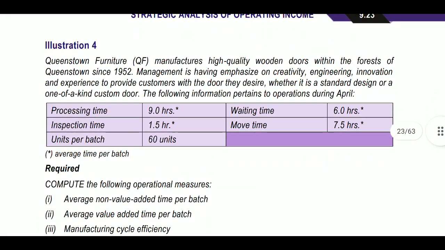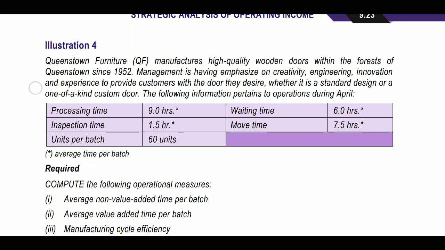Next, illustration number 4. We will see the illustration. What is there in illustration 4? They provided that Kunstone Furniture manufactures high quality wooden doors. He is working in the forest industry since 1952. Management has emphasis on creativity, engineering, innovation, and experience to provide customers with the door they desire, whether it is a standard design or a custom design. The following information pertains to operations during April.